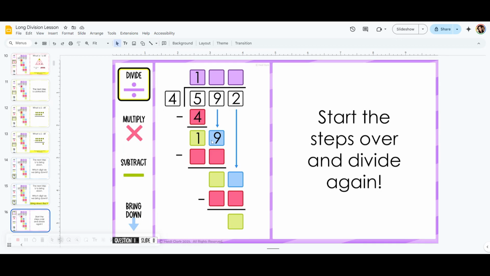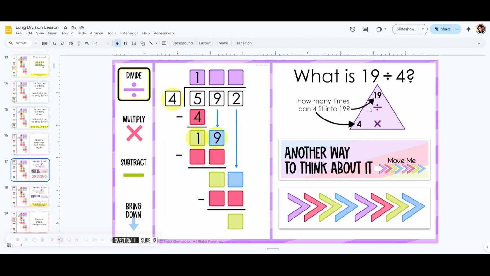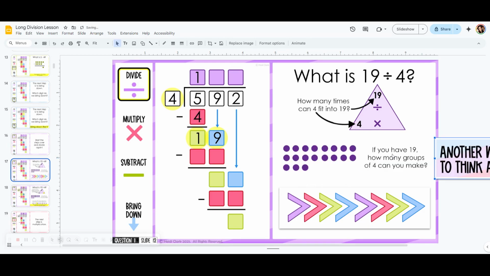You're going to do 19 divided by what? Divided by 4, because that is that divisor. When you divide, you're using that 4. So the question is, what is 19 divided by 4? Or how many times can 4 fit into 19? Or if you have 19 items like this, how many groups of 4 can you make?